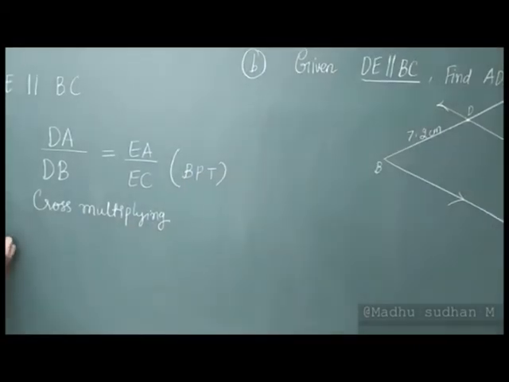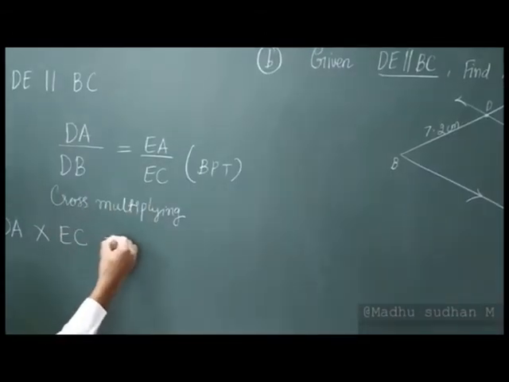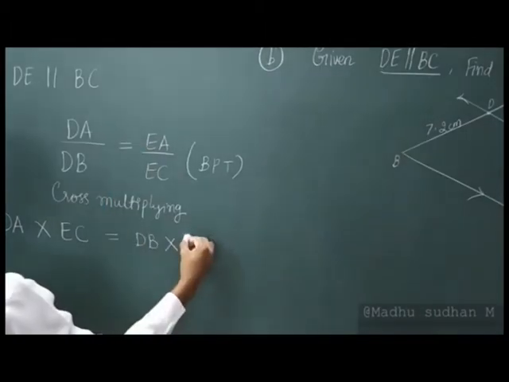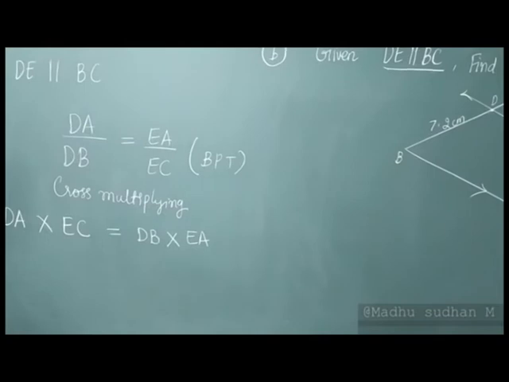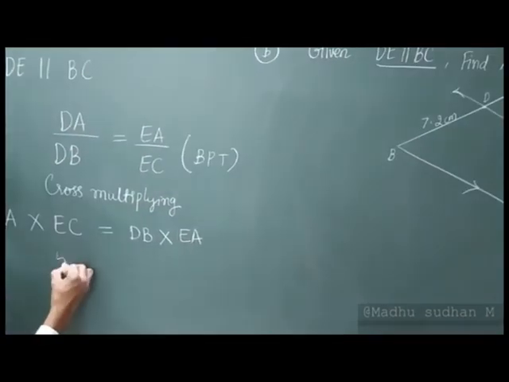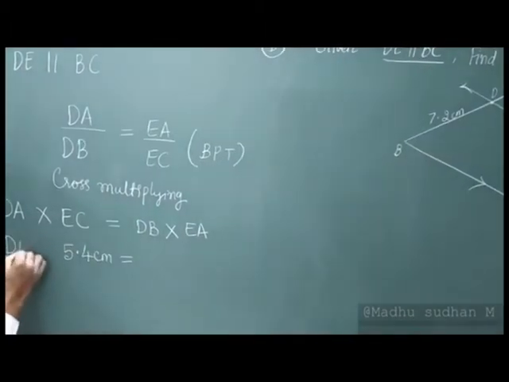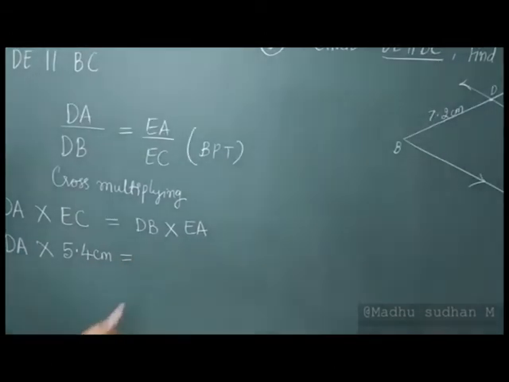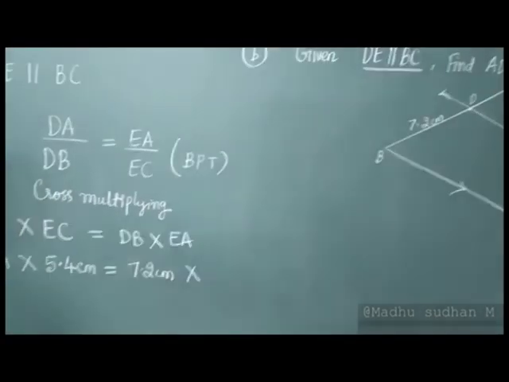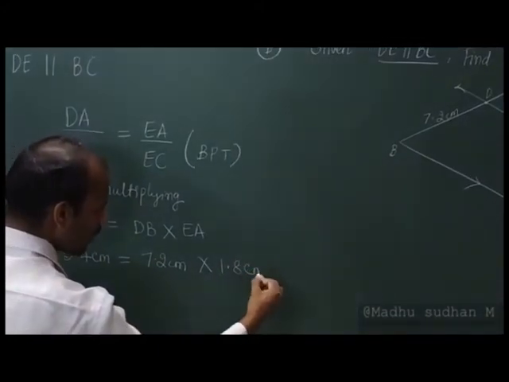Cross multiplying, I shall get DA multiplied with EC, which is equal to DB multiplied with EA. Followed it? Then EC is given, EC is 5.4 centimeters. We need to find DA. DB is 7.2 centimeters, multiplied with EA. EA is 1.8 centimeters.